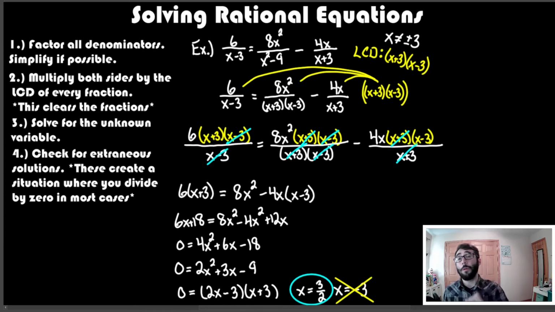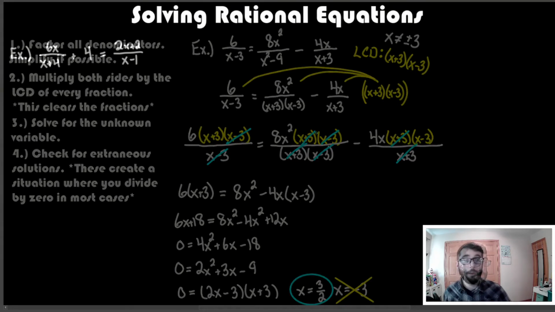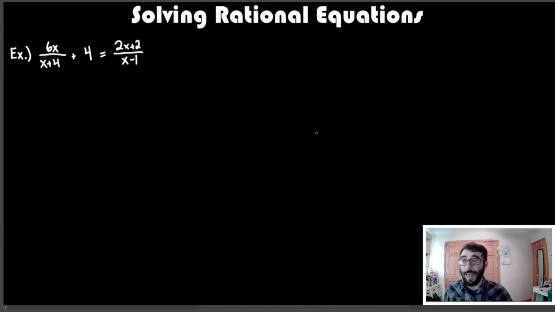Let's take a look at one more example to make sure we're all on the same page. All right, let's take a look at this last example. We have 6x over x plus 4 is equal to 2x plus 2 divided by x minus 1. Well, what's our first step?